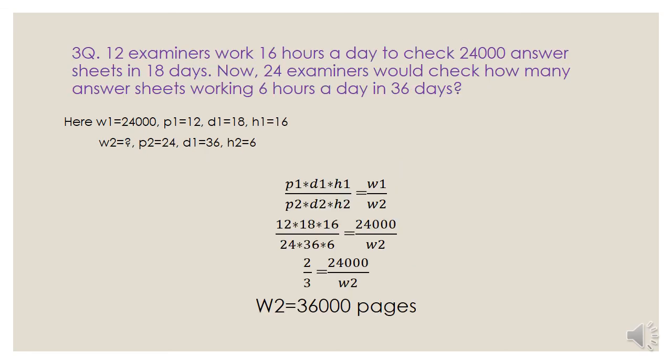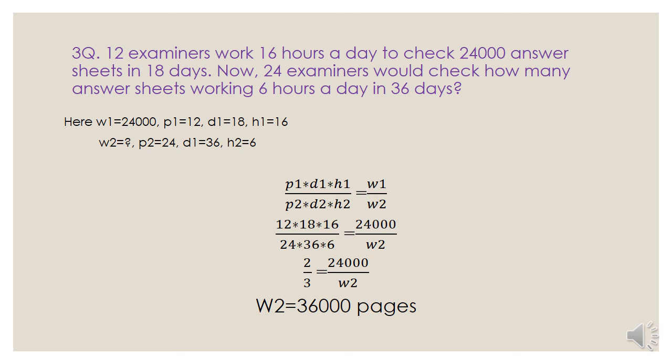Here 12 examiners work 16 hours a day to check 24,000 answer sheets in 18 days. Now 24 examiners would check how many answer sheets working 6 hours a day in 36 days. Here we can get the values of W1, P1, D1, H1, P2, D2 and H2 from the question. We have to find W2, that is the number of pages.